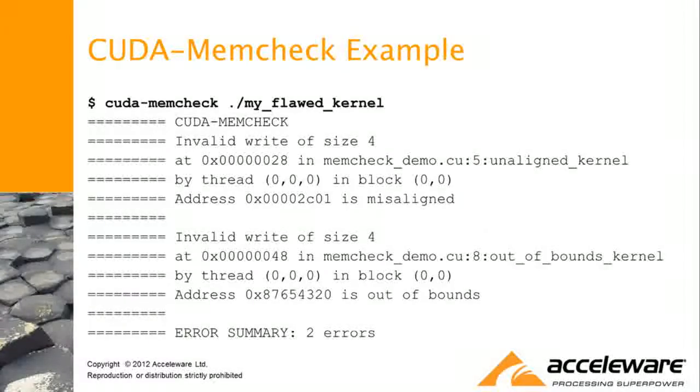So as for memcheck, here is an example, although we'll do one live. It's showing that there was an invalid size 4, so it's writing a float out of bounds with this thread. The memory address isn't so meaningful, but that thread is writing out of bounds, for example, on line 5 and then line 8.